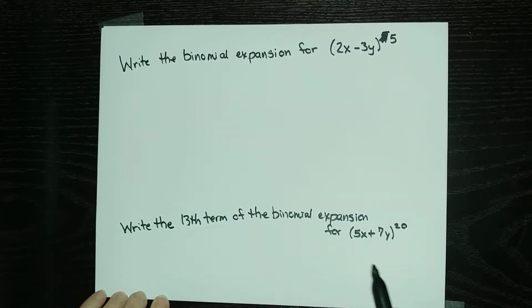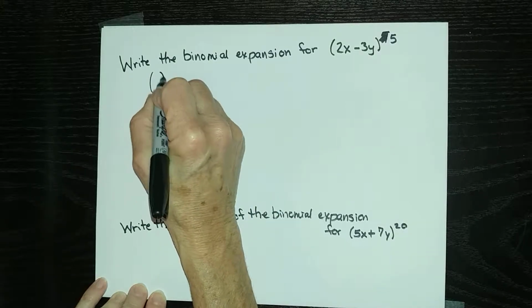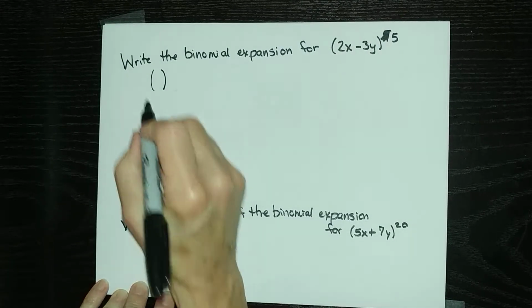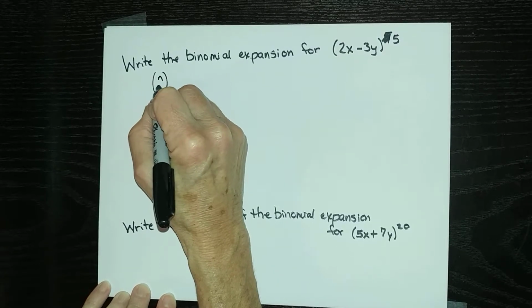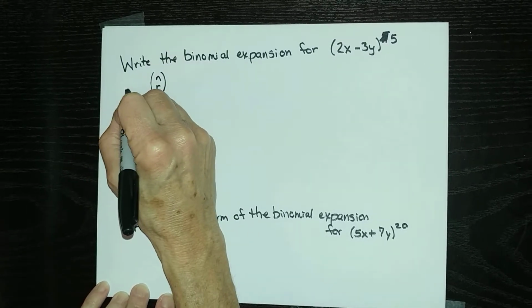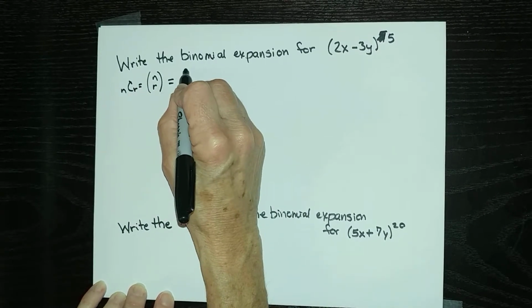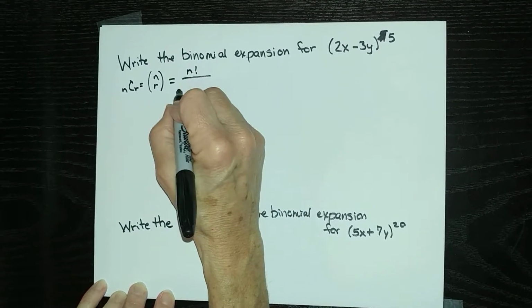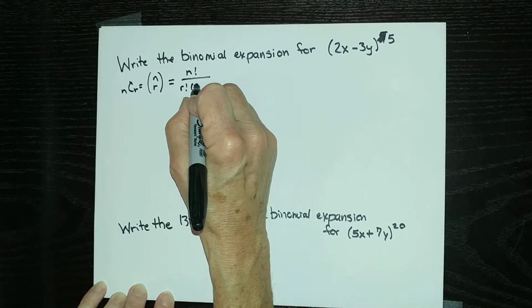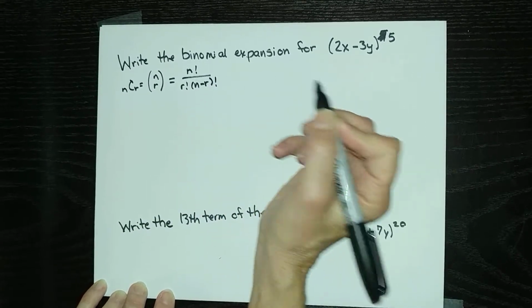What you're going to see is each term will have a coefficient, and the coefficient is going to have 2 numbers in it, and it's going to be n choose r. This is the same thing as a combination, n choose r, and this is defined to be n factorial over r factorial times n minus r factorial.